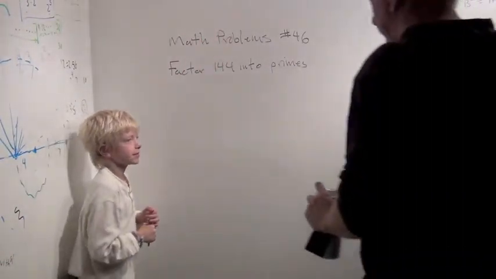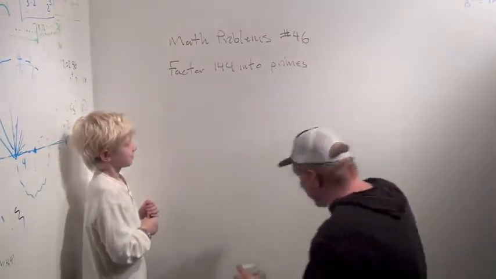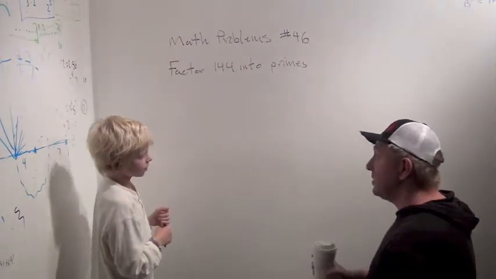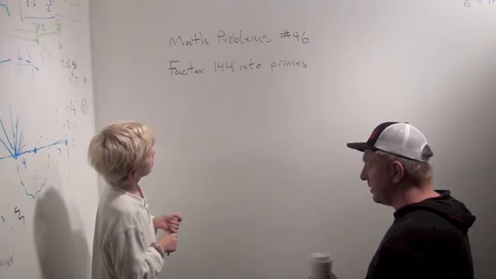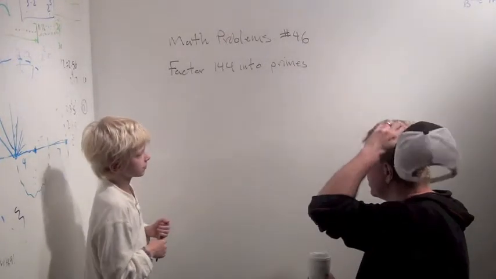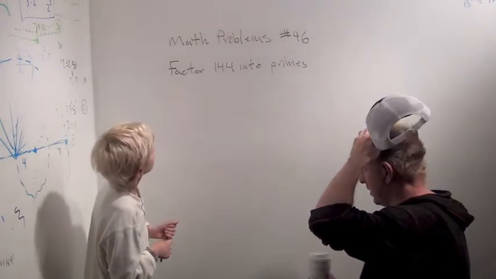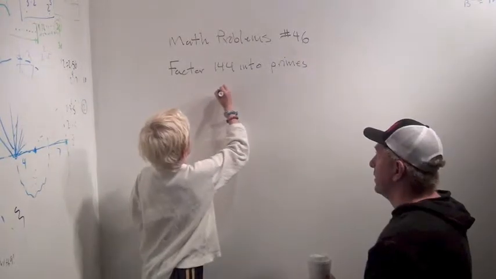Math Problems number 46. Alright, so we're going to continue factoring. I would like you to factor 144 into primes, and then we're going to talk about some ways to do this a little faster. Okay, alright, off you go.